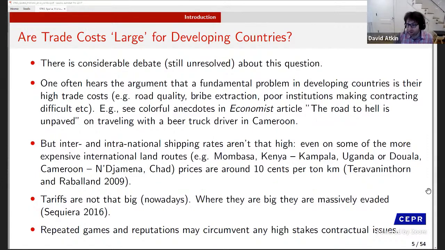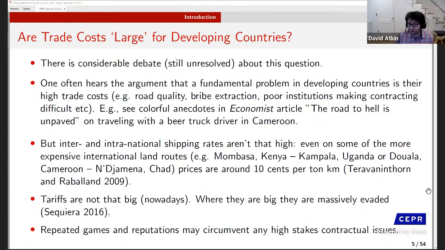But when you actually go and look at, say, shipping rates, they're not that high. If we look within Africa at some of the more expensive land routes, at least in international terms, say Mombasa to Kampala or Douala to N'Djamena, prices are around 10 cents per ton kilometer. While those things can certainly add up, if you're shipping a container full of a reasonably high value product, these are going to be a small fraction of those costs. Also, if we look at costs such as tariffs for international trade or taxes internally, those aren't necessarily that big. And where they are big, we often see in the developing world that they're massively evaded, and we'll talk more about that in due course. So de facto, they're potentially not such big barriers.